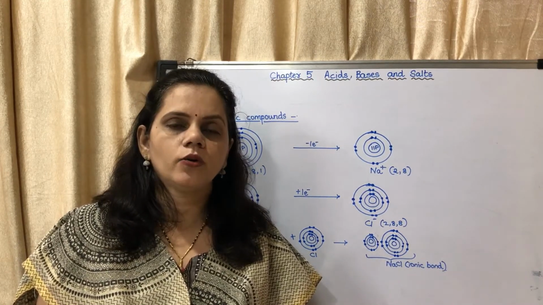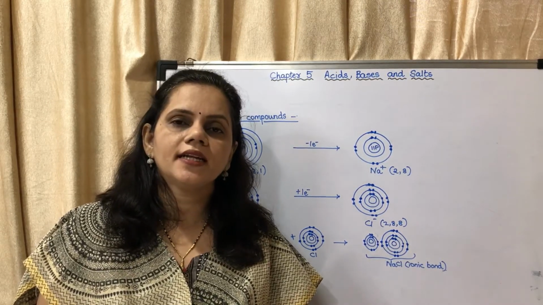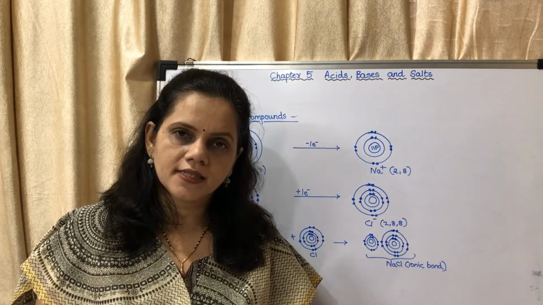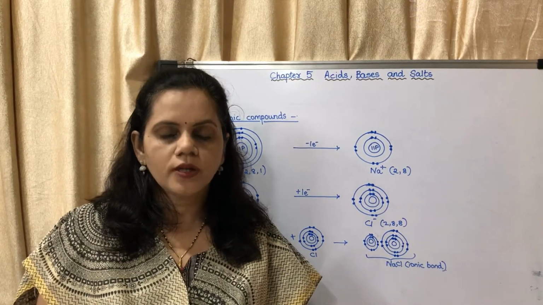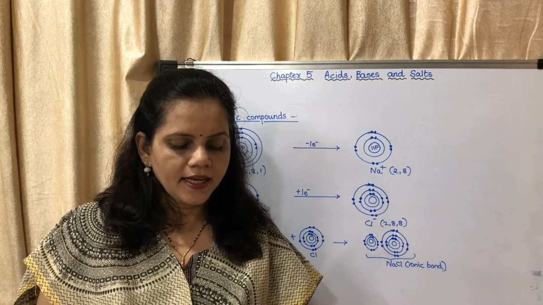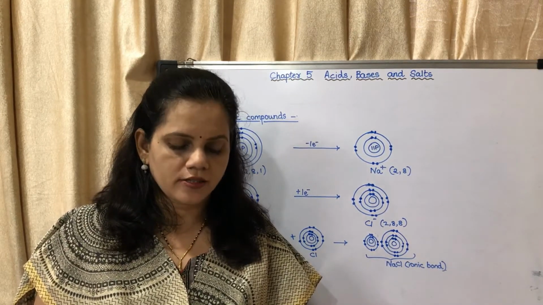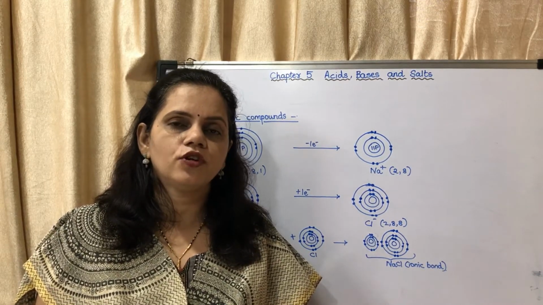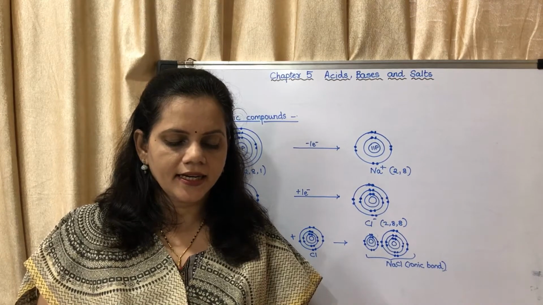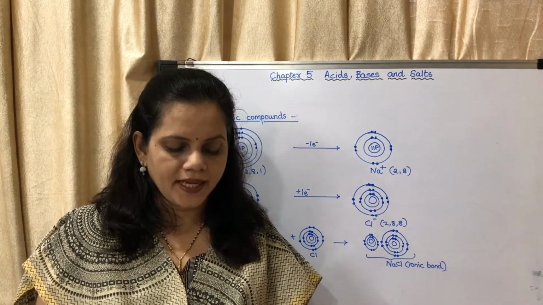Next is Ca(OH)2, that is calcium hydroxide. Basic radical is Ca2 plus and acidic radical is OH minus. So it is a base. Next is NH4OH, that is ammonium hydroxide. The basic radical is NH4 plus and the acidic radical is OH minus. Type of compound is base.